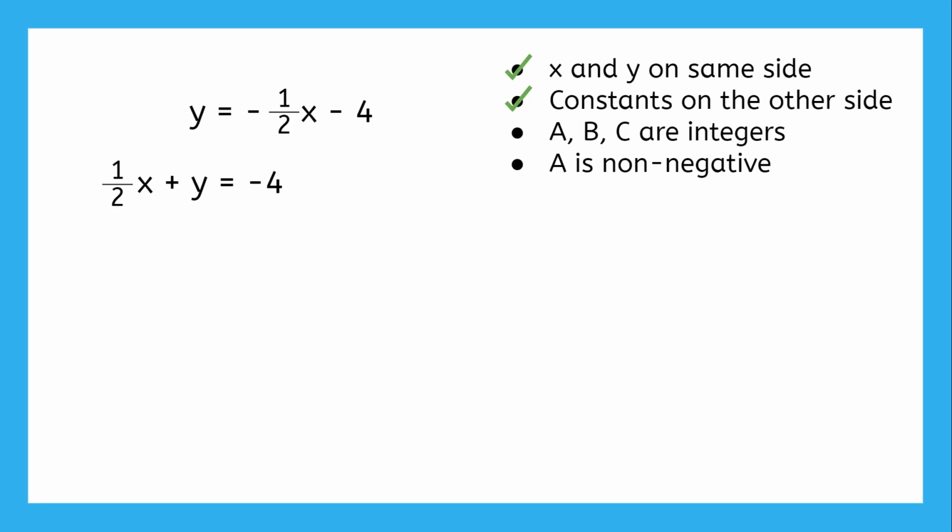Next, we need to make sure that a, b, and c are all integers, but 1/2 breaks the rule. Do you remember what we did in the last video to fix this issue? We just multiply the entire equation by the denominator of the fraction. 2 times 1/2 is 1. 2 times the y's invisible 1 is 2. And 2 times -4 is -8. Now, a, b, and c are all integers. And as an added bonus, a is already non-negative. We've satisfied all the rules and successfully rewritten a slope-intercept form equation into standard form.